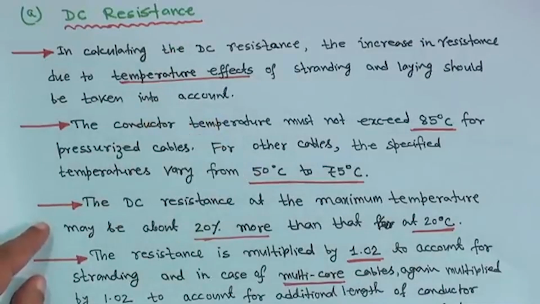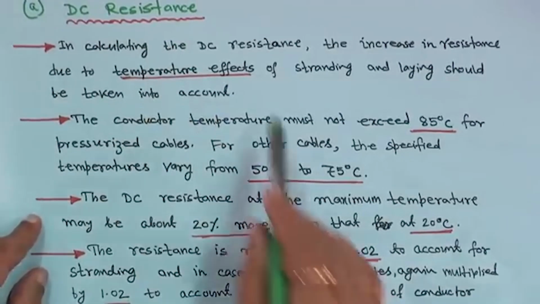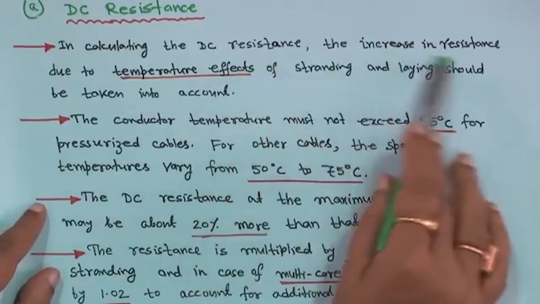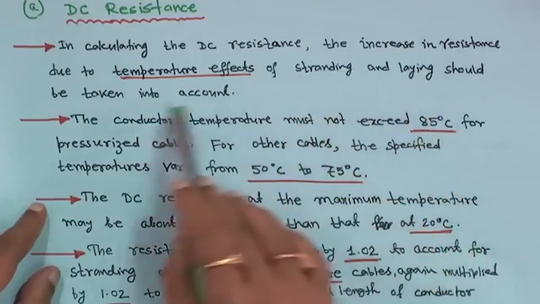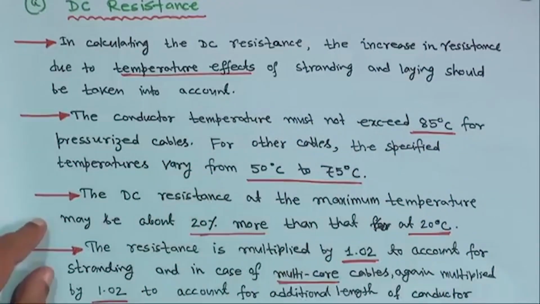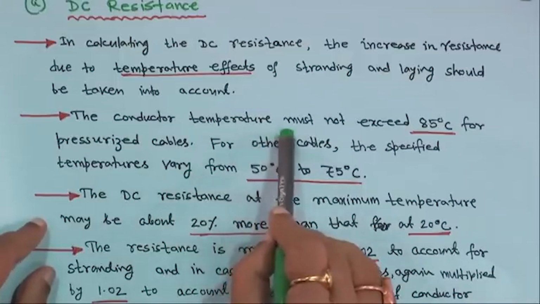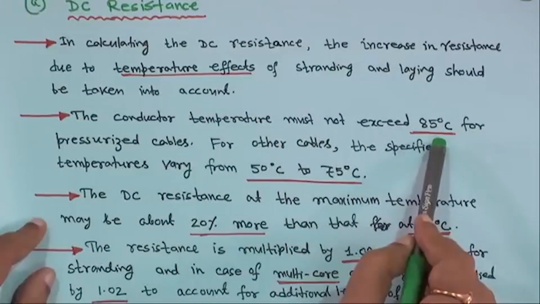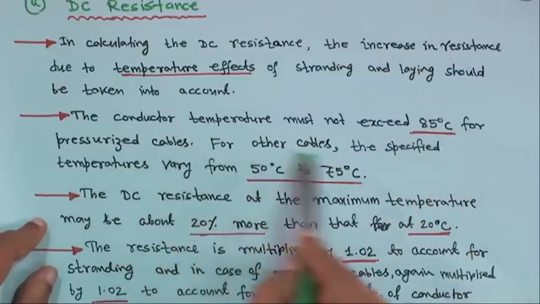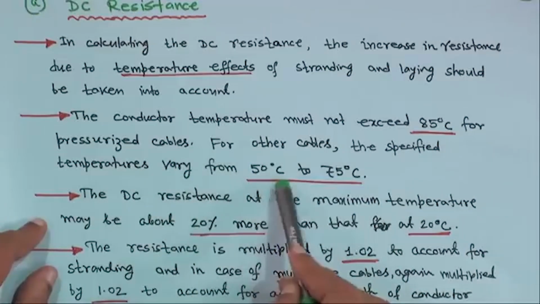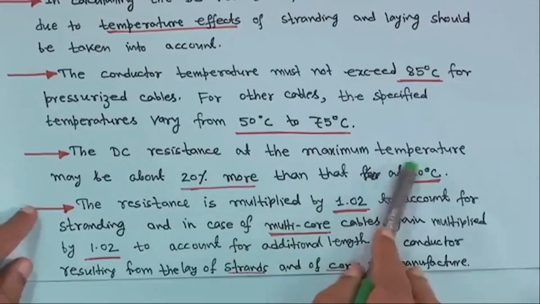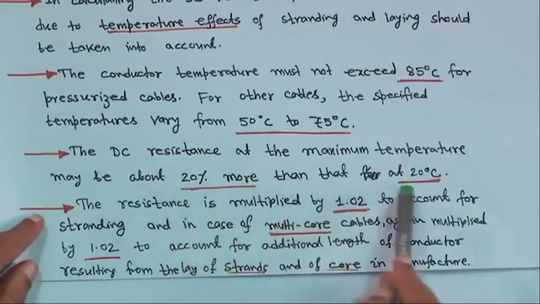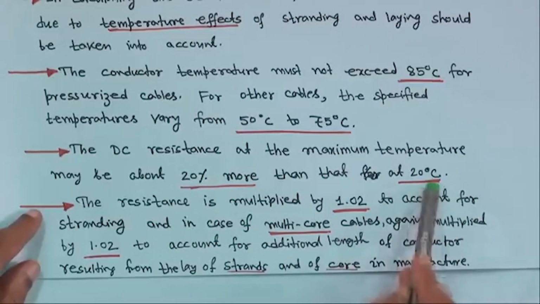First one is the DC resistance. In calculating the DC resistance, the increase in resistance due to temperature effects of stranding and laying should be taken into account. First, the conductor temperature must not exceed 85 degrees Celsius for pressurized cables. For other cables, the specified temperatures vary from 50 to 75 degrees Celsius. The DC resistance at the maximum temperature may be about 20% more than that at 20 degrees Celsius.